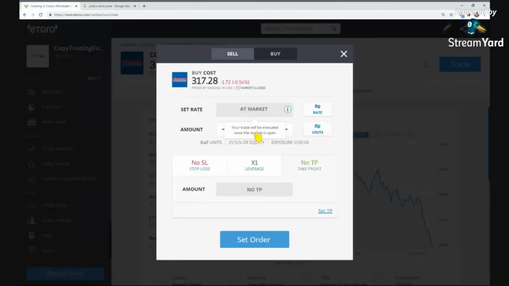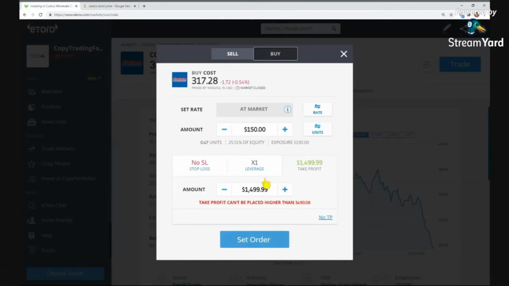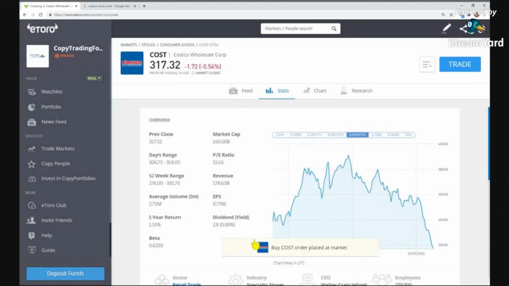So let's see, 150. Okay, I click on the buy position, no leverage. And that's all you need to do, the amount. And I'm going to pull the trigger, as they say in the stock market, and boom, my fourth stock on my brand new portfolio. Exciting times, guys. This is really good. I'm really, really happy about this one.